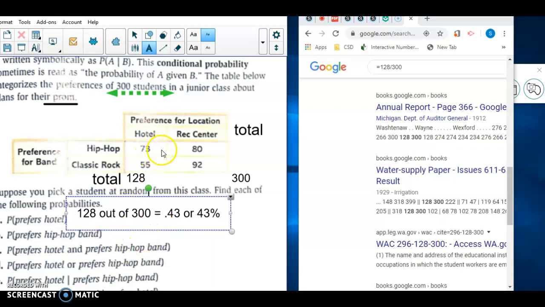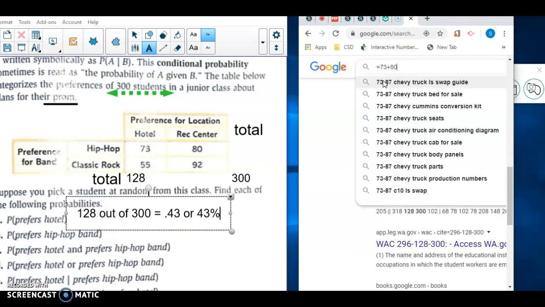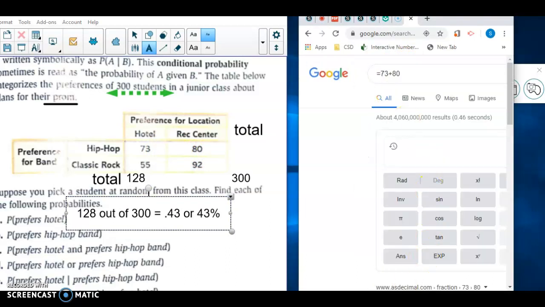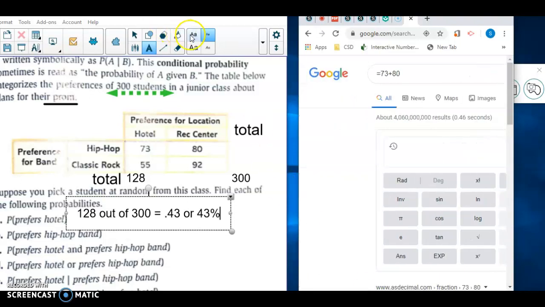Prefers the hip-hop band, so we have to do the same thing we did here, where we found the total. There's 73 that prefer hip-hop and the hotel, and 80 that prefer the recreation center and the hip-hop, okay? So we have to total these up together. So let's go back to this. We're going to add up 73 plus 80. And what do we get when we do that? 153. So our total here would be 153.